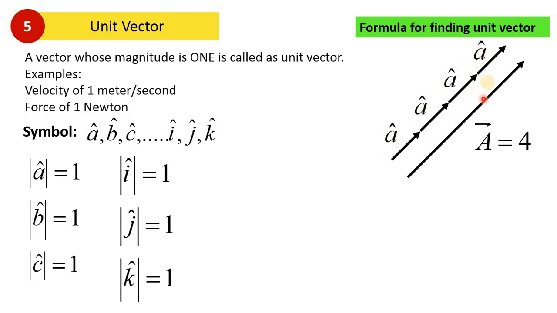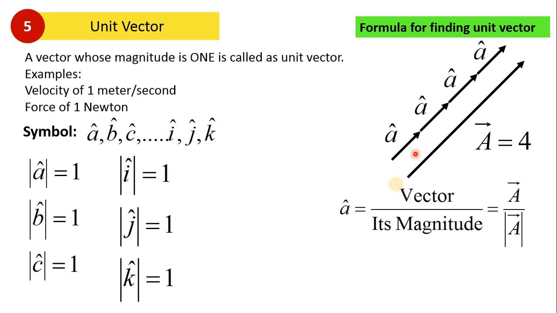So, did we find the formula? That means if a vector is given and you divide it by its own magnitude, then you will get a unit vector. So here's the formula. A unit vector can be obtained by taking the vector and dividing by its magnitude. Any vector divided by its magnitude, that means the vector A divided by mod A, gives the unit vector.